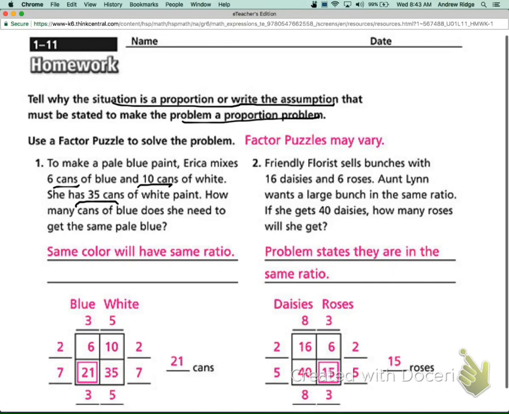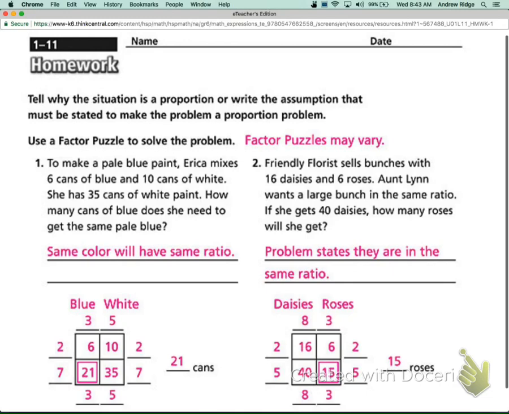So the same color is going to have the same ratio. That's our reasoning. In order to make pretty much any paint mixture, you have to have the same ratio. So you put the 6 here next to the 10, right? And then you take the 35 and you put it under the 10 because they are both the white cans numbers. And then you can just solve it, right? 2 to 3, 5 to 2, 7 to 3, 7 to 5, so 3 times 7 is 21, and you're done.